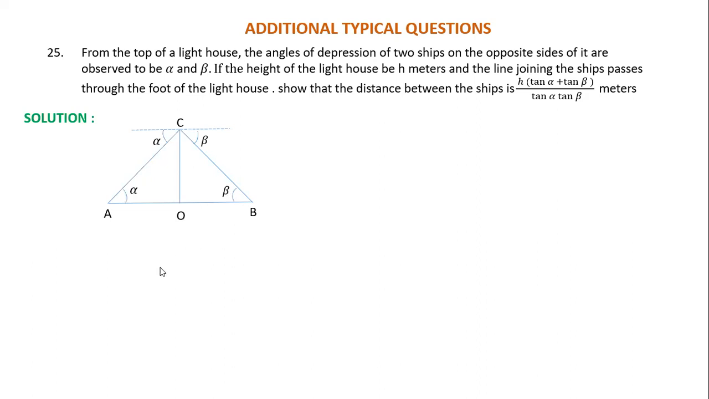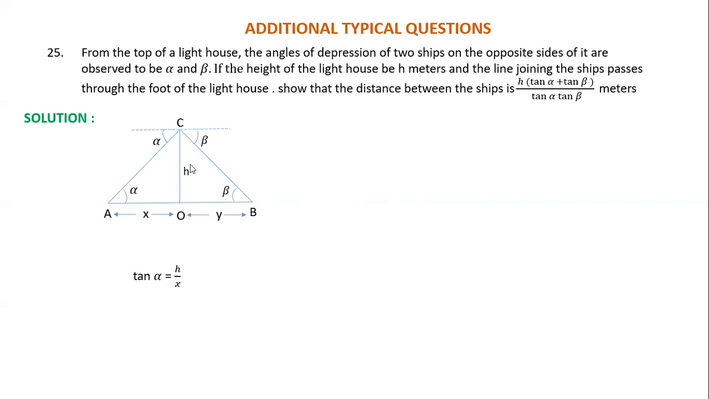Okay. Now, this is the height of the lighthouse. This is the distance of ship A from the lighthouse. This is the distance of ship B from the lighthouse, x and y. Show the distance between the ships. That means I have to find x plus y. So everything is in terms of tan. So let us use tan only.